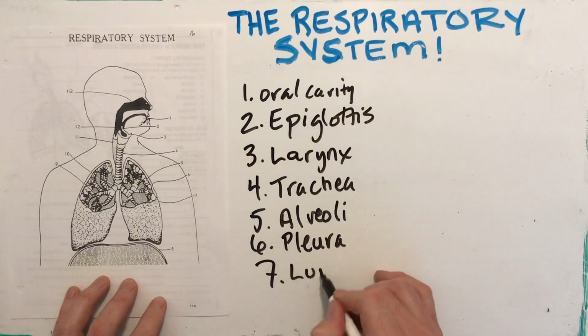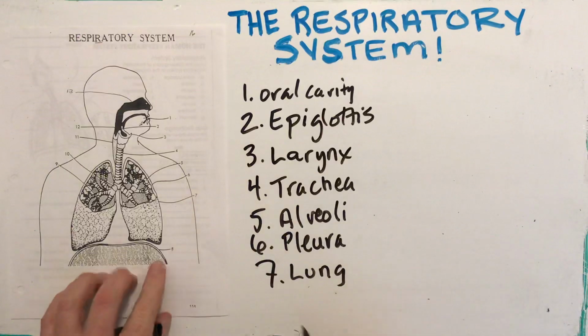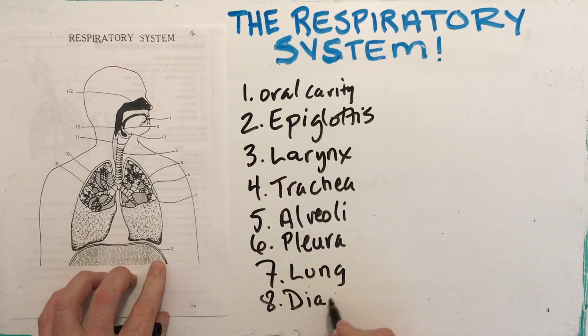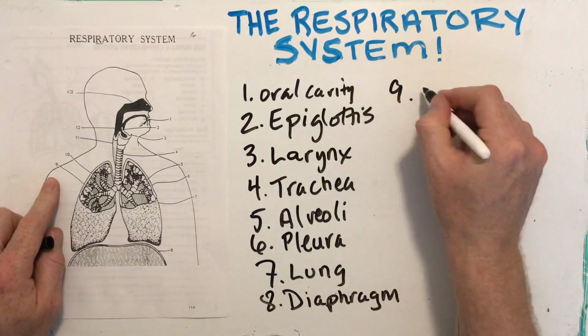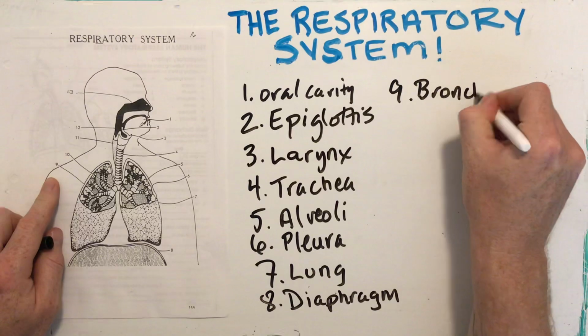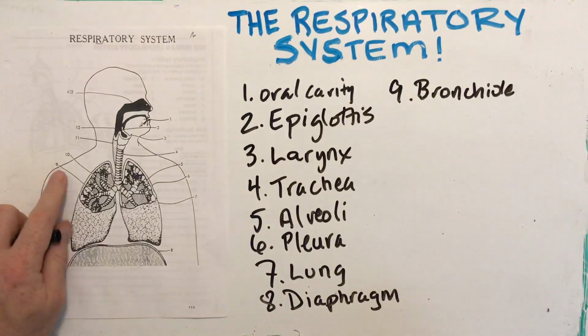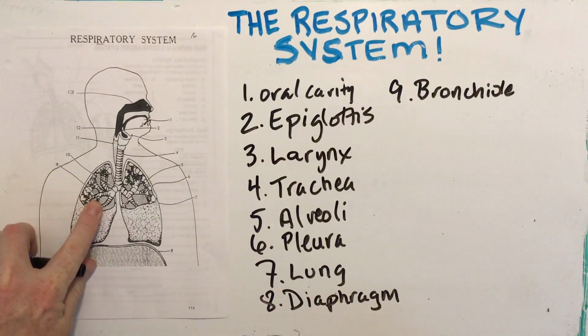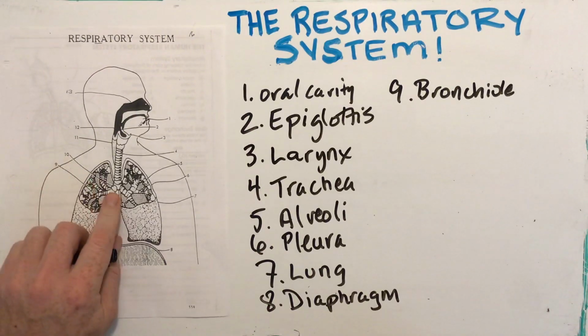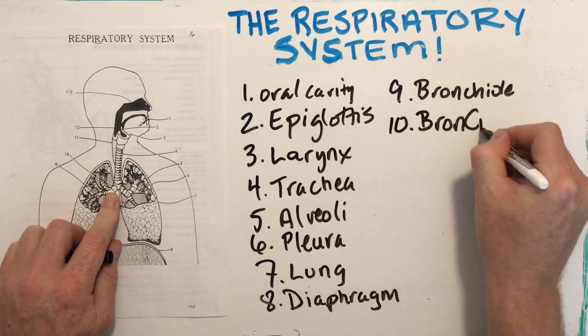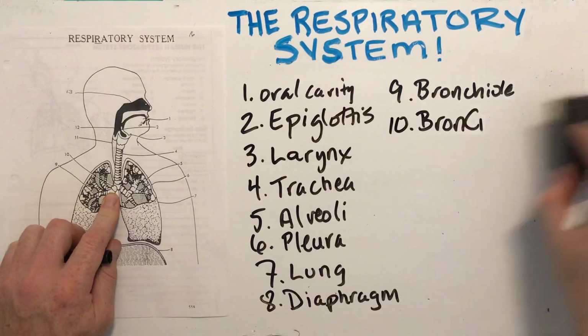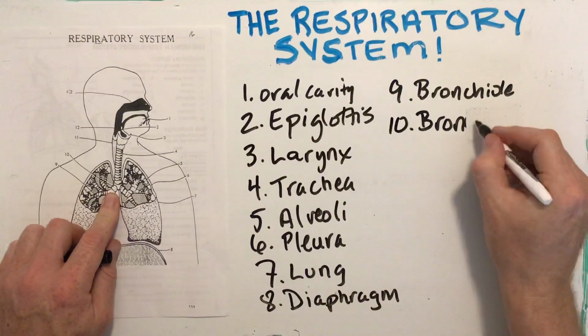Number 7 is just your lung. It's just pointing to the lung here. Number 8 at the bottom is the diaphragm. Number 9 is a bronchiole. These are on the other side here. Number 9 is a bronchiole, one of the smaller branches of the bronchial tree inside the lung. Number 10 is pointing right here at the base of the trachea. Number 10 is one of the bronchi. Whoa, that C just got really big on me.